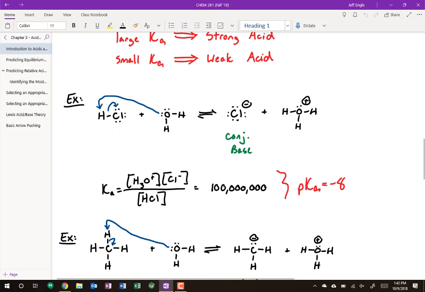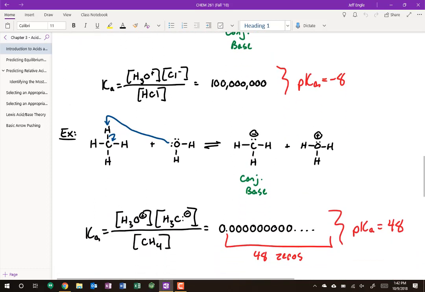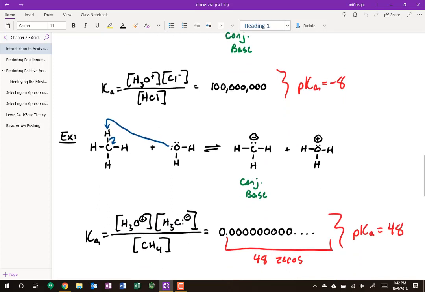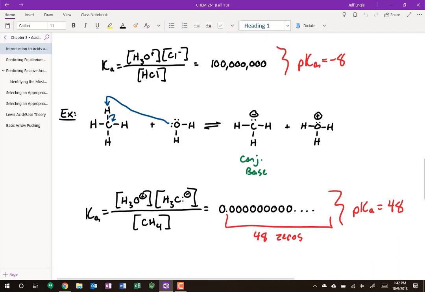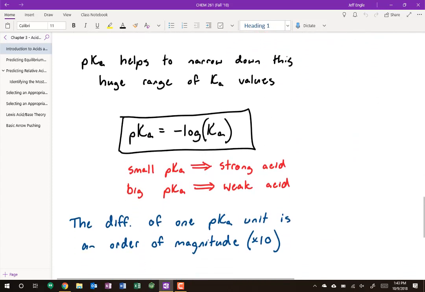However, we saw in a real-world example, Ka values can go from giant, as in the case of HCl, to super tiny in the case of methane. So oftentimes chemists will use pKa to help narrow down that window that we're looking at. So instead of looking at ratios, we're looking at orders of magnitude. It's a really big difference. And pKa, if you remember, is negative log of the acid dissociation constant.